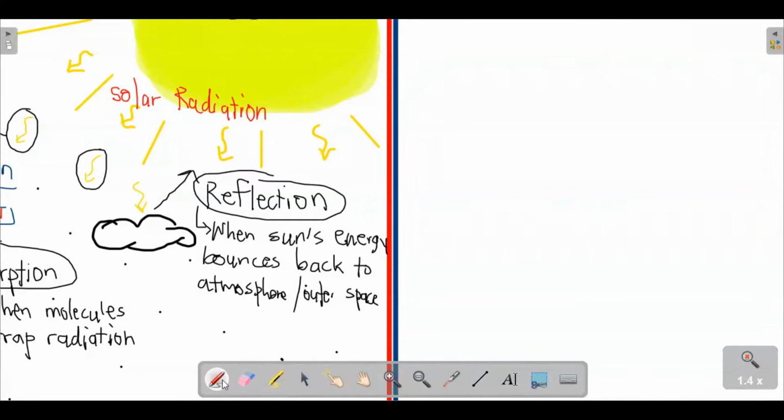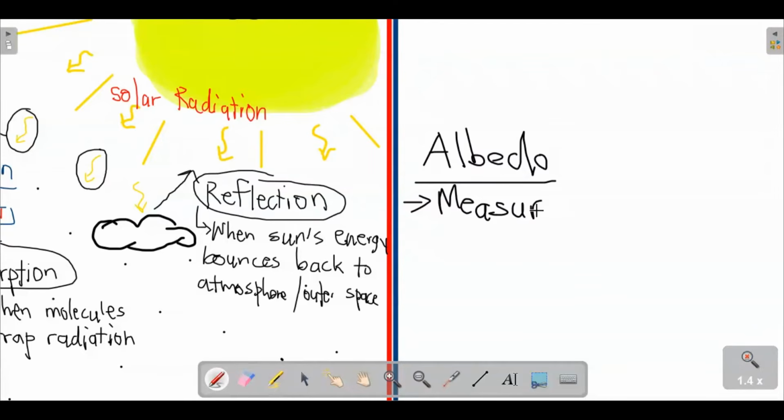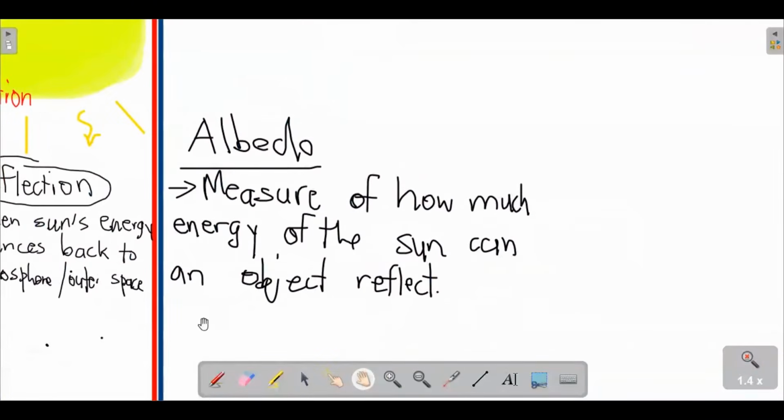And the amount of the sun's energy that is reflected back, or the measure of how an object reflects back the sun's energy, that we call albedo, guys. How much of the sun's energy are you reflecting, or are you able to reflect? That is your albedo. That is the albedo of an object. It is a measure of how much it reflects, or can potentially reflect, the sun's energy. In other words, it's reflective power. So that is albedo, guys.